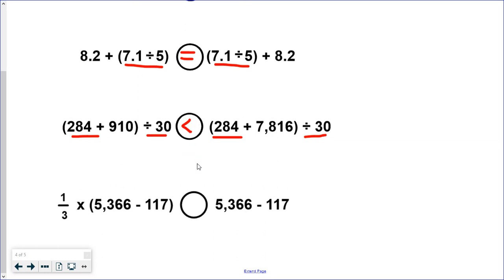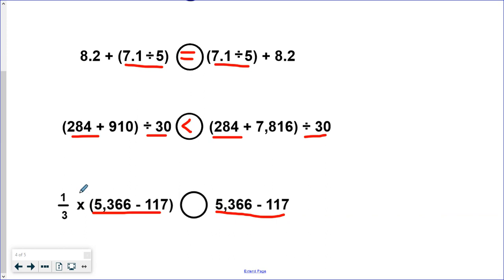Okay. Our last one here. Again, this side has 5,366 minus 17. This has 5,366 minus 117. So they both have that number there. Now this side, we're multiplying by something. So we might think, oh, we're multiplying, we're making it bigger. But you're noticing that I'm multiplying by a number that's smaller than 1. If I were to multiply this by 2, that means we're making it bigger. If we're multiplying by 3, it's getting bigger.